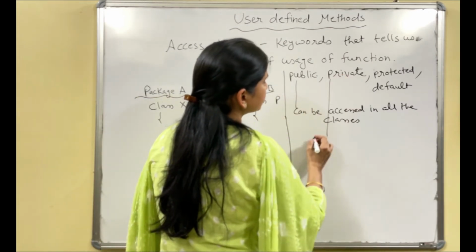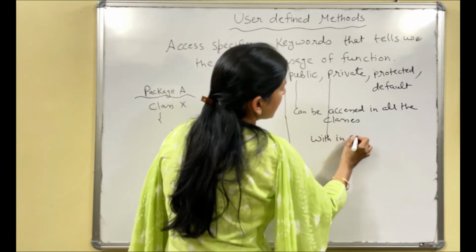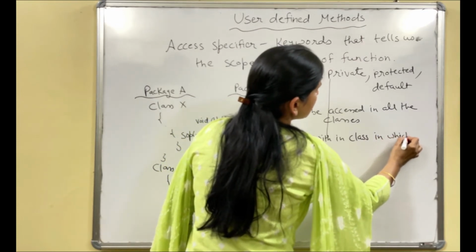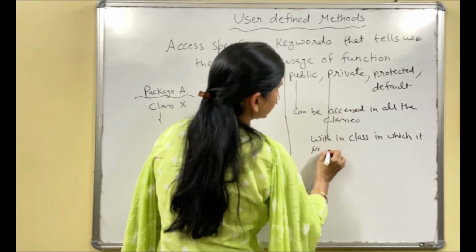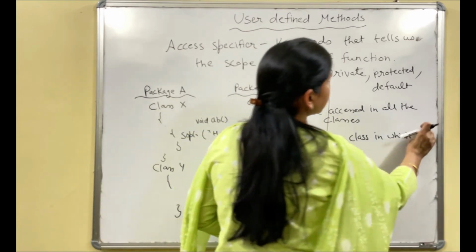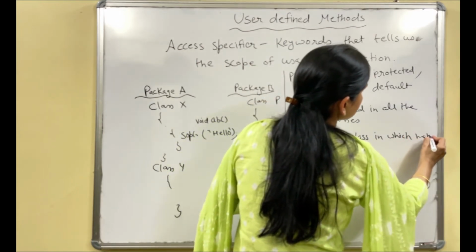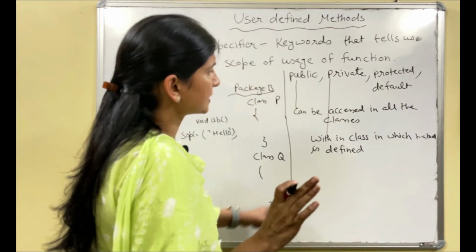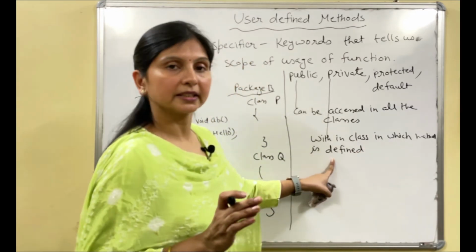Private means within the class in which it is defined, in which the method is defined. Fine, just understand now. Within the class only. Private accessibility is within the class in which the method is defined.